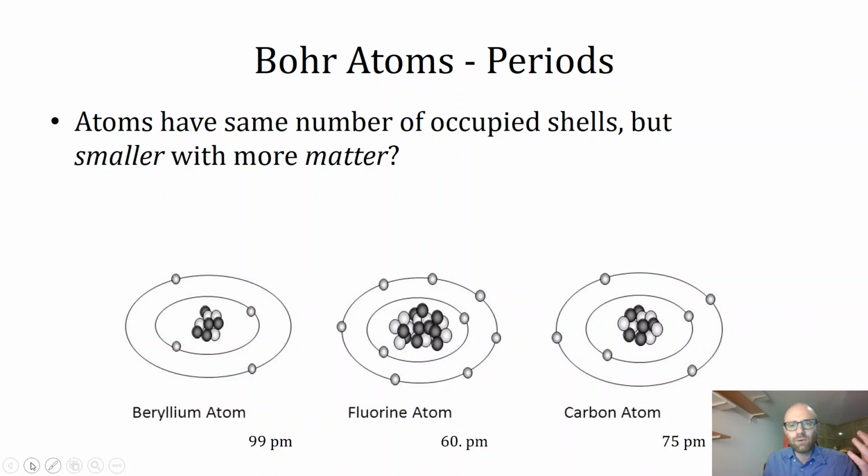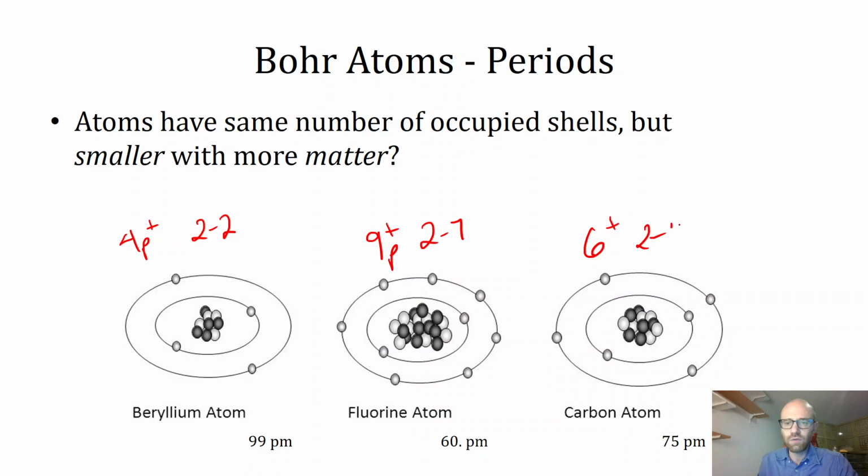So how is it that we're getting something going on where here we've got, again, 4 protons. Here we have 9 protons. And here we have 6 protons. We could count up the neutrons, but again, they don't matter. Here our electron configuration is 2-2, here it's 2-7, and here it's 2-4. And to look at these, it does seem to be the case that as you put more stuff into the atom, it gets smaller, which doesn't really make any sense to me.